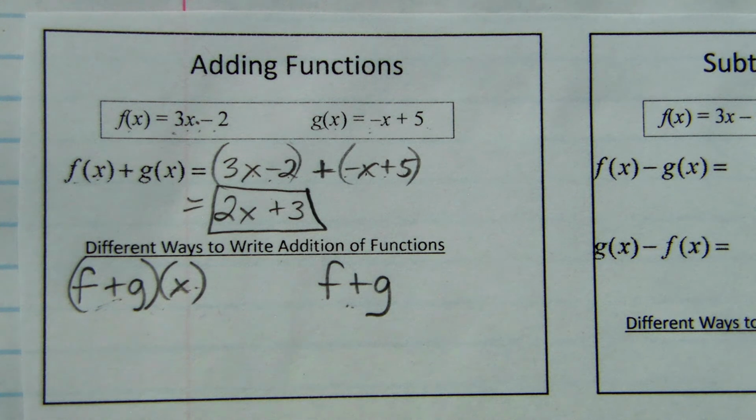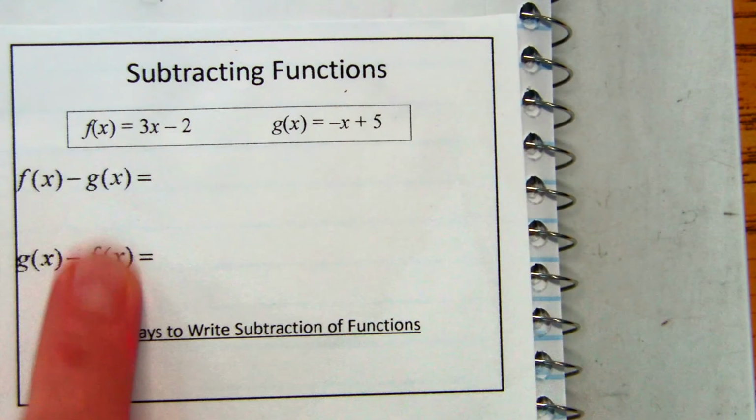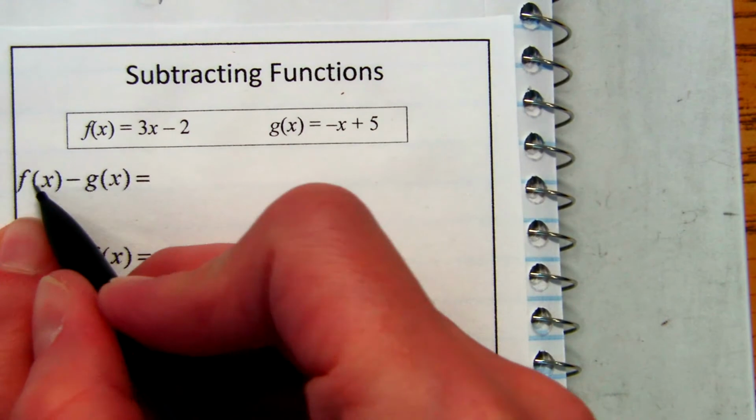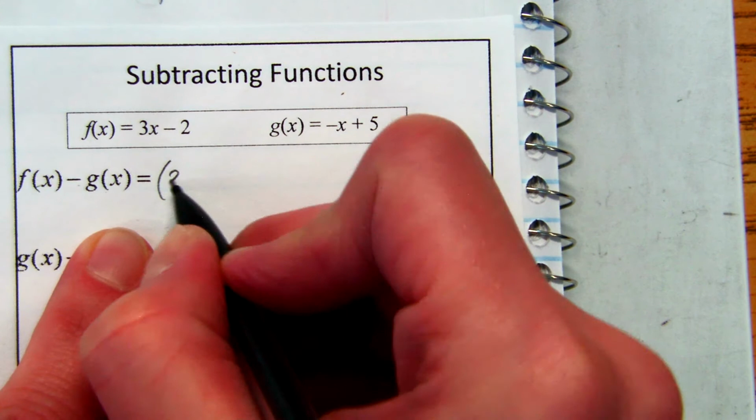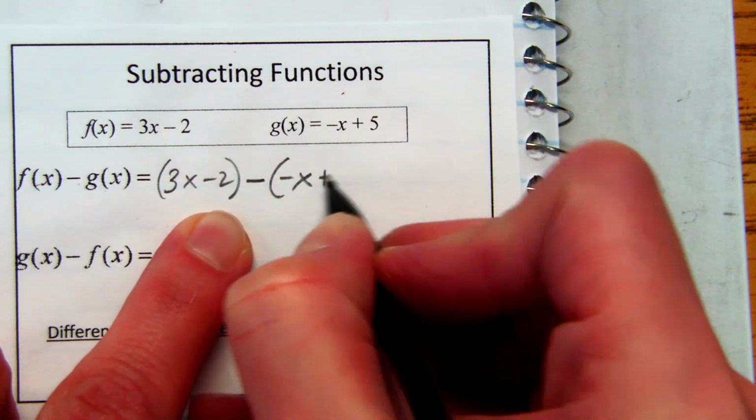You just combine like terms. Subtracting has a little bit of a twist, but it's not that bad. So if we go to subtracting, here's f and g, the same exact functions. It says f minus g. That means I'm going to have 3x minus 2 minus negative x plus 5.